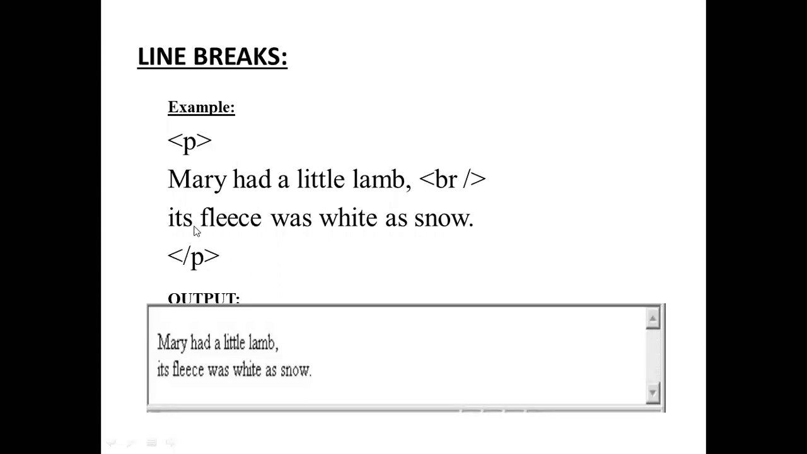We give the line break to the paragraph. Here, Mary had a little lamb, its fleece was white as snow. We give the break after lamb. So in the output, there is a line break after the lamb, and its fleece was white as snow goes to the next line.